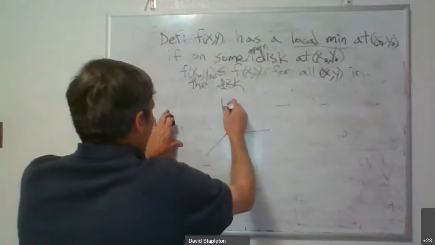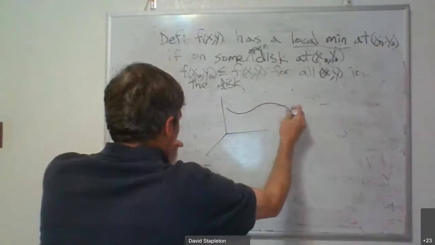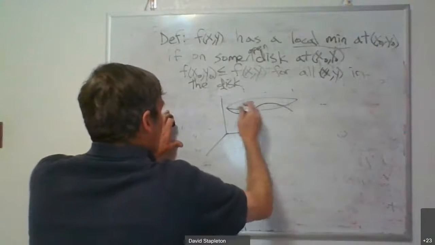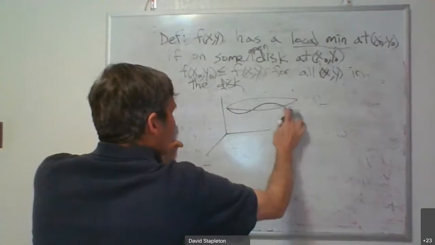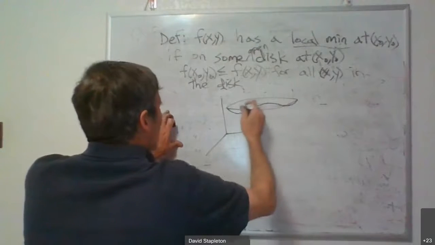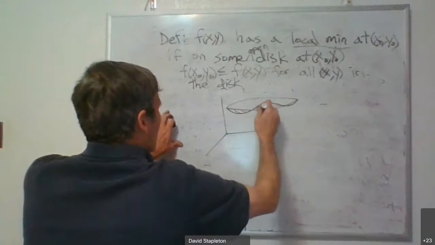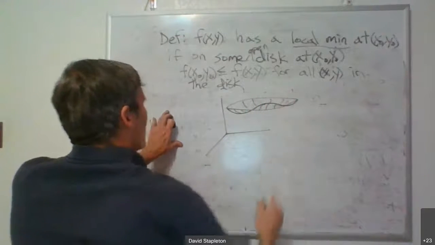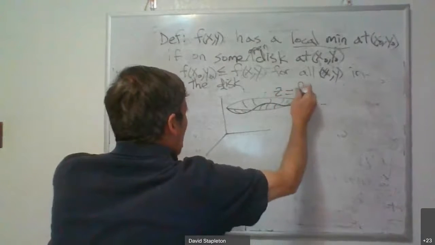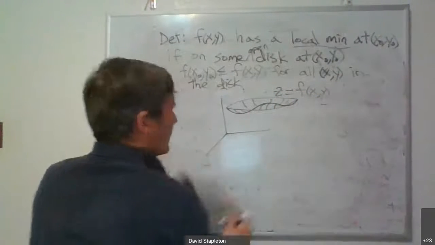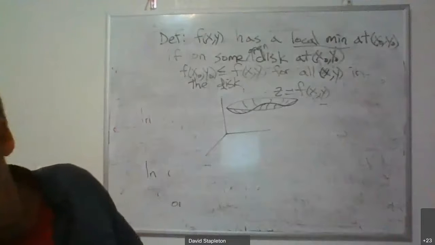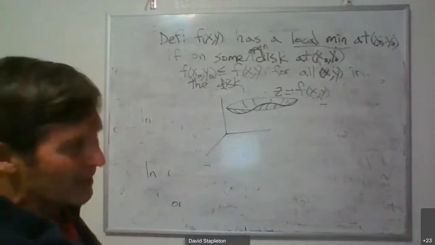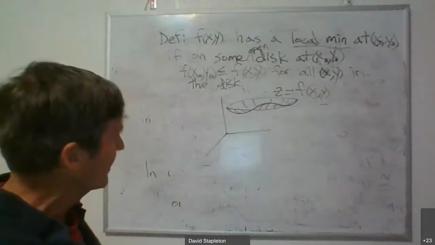Z equals f of xy is a surface. Maybe it looks like that. Now what you want instead of a derivative equal to 0 is both partial derivatives equal to 0, or at least one doesn't exist. In our cases, we're pretty much always going to have the derivatives exist.